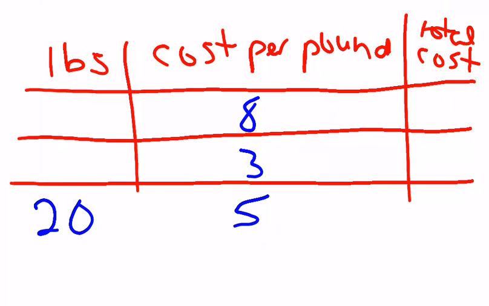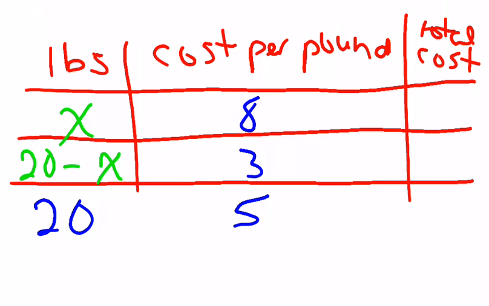So in this case, the bottom row is going to be the mixture, what we're trying to find. It told us that we have some chocolates that are $8 per pound, but we don't know how many pounds, so we're going to call that x. Now we know that we want a total of 20 pounds. So the $3 per pound chocolates cannot be more than 20 pounds. So this one is 20 minus x. It's the difference between the two.